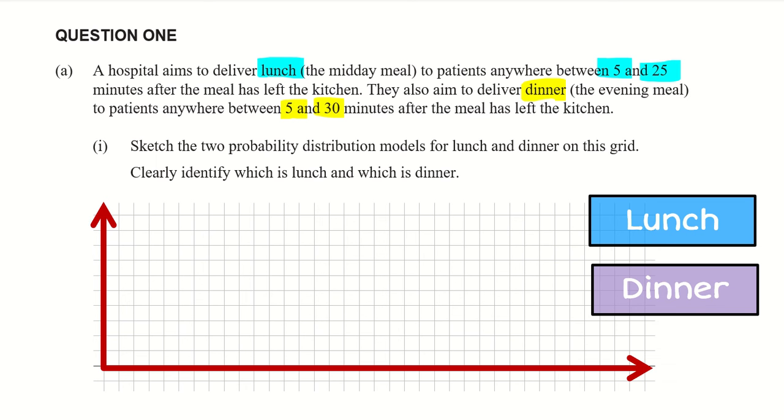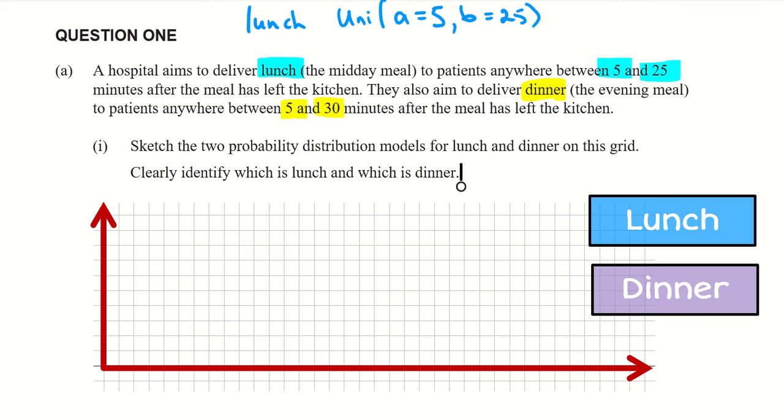So what I do is I look at that information and go, I've only got two values for each of these distributions, lunch and dinner. And so which distribution would this be? This must be our uniform distribution because 5 and 25 are our minimum and maximum. So I have my lunch as a uniform distribution, and that has an a value, the minimum, of 5 and the maximum is 25.